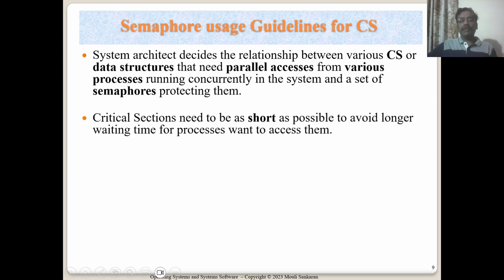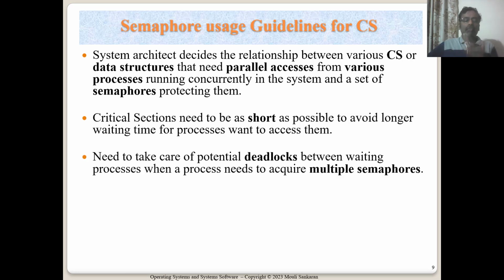So critical sections need to be as short as possible, preferably, because we don't want some process to hold the lock and take a longer time. You are not supposed to sleep inside the critical section because that's not allowed, which I mentioned in the previous lecture also. You also need to take care of potential deadlocks. Suppose you are using multiple semaphores, what would happen? Suppose I have a semaphore S1 and semaphore S2.